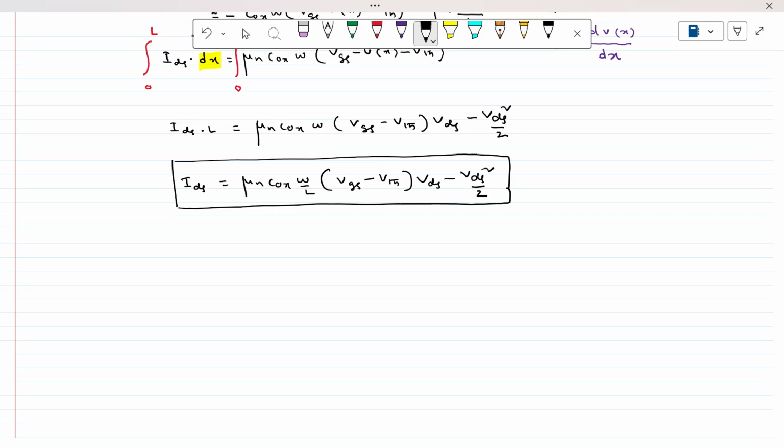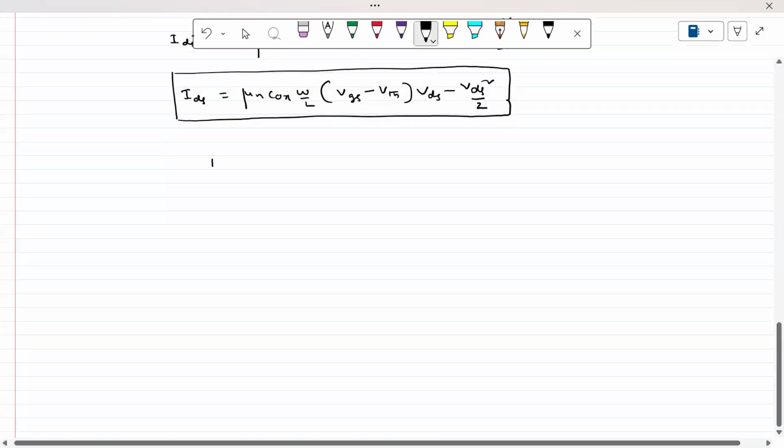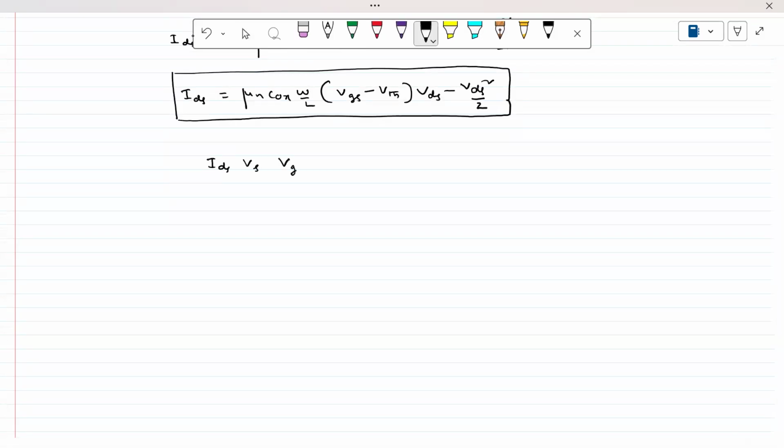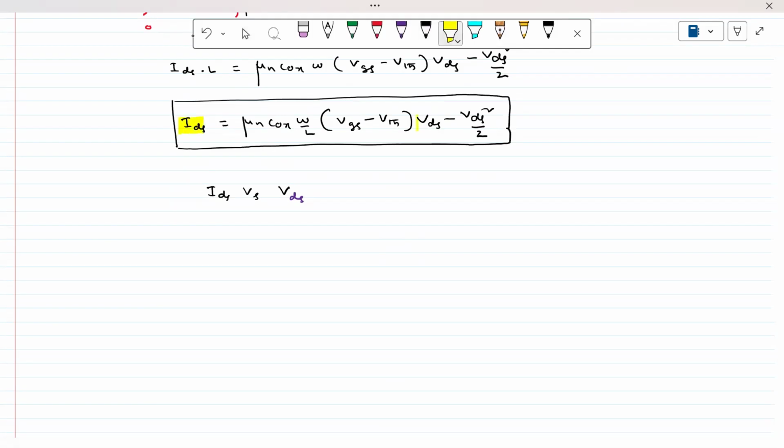Why is it a linear equation? Because if you write IDS versus VDS, it is a linear relationship between them. IDS is proportional to VDS. As we keep on increasing the VDS value, IDS will also increase proportionally.